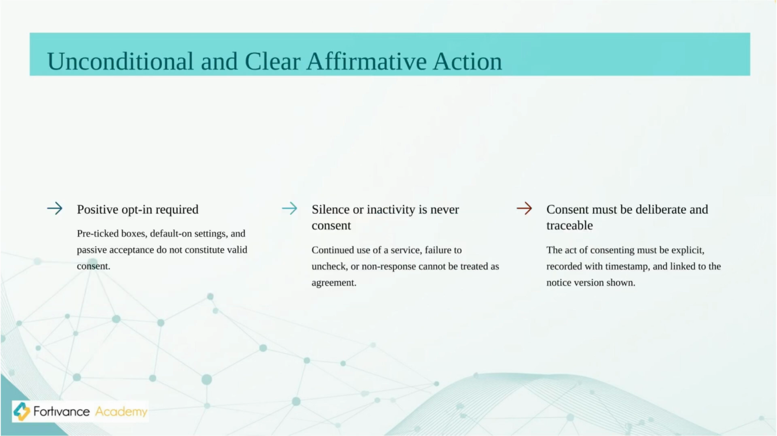Now let's tackle the last 2 pillars, and these are the ones organizations stumble over most: unconditional and clear affirmative action. Let's start with unconditional. This means you can't make a service conditional on consent to processing that isn't actually necessary for that service. Here's the classic trap: a simple flashlight app that demands access to your location, contacts, and microphone before it'll turn on. Does a flashlight need your contacts? Of course not. Bundling that consent as a condition of use makes it invalid. The principle is only tie consent to what the service genuinely requires.